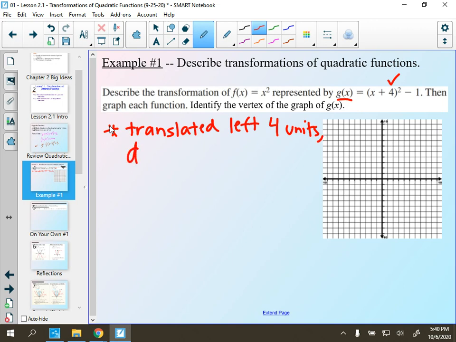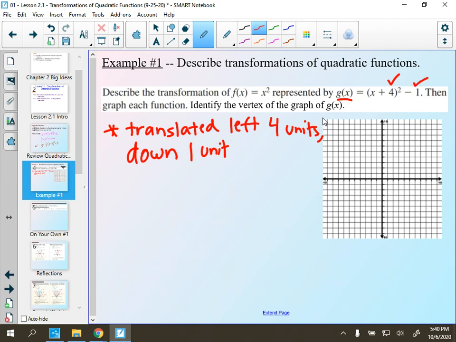And down, or I'm sorry, down 1 unit. If you just want to say left 4, down 1, I'm okay with that. We're talking units here. So there's our description. That's the first part. That's one of the skills that we talked about earlier, and it's coming up again.